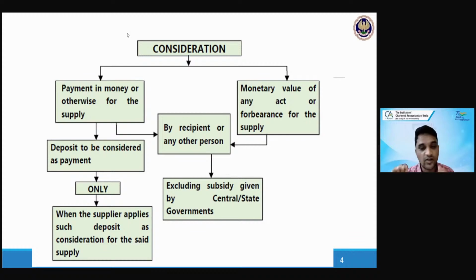Deposit generally is not a consideration, but a deposit will be considered as payment only when the supplier applies such deposit as consideration for the said supply. Where the supplier applies such deposit as consideration for the said supply, then it is consideration. We know this example: I have given a deposit, I have defaulted in payment, then the supplier uses that deposit against the supply made, then it is a consideration, not otherwise. Because a deposit is generally returnable, that's why it's called a deposit. Otherwise, it will be treated as an advance.